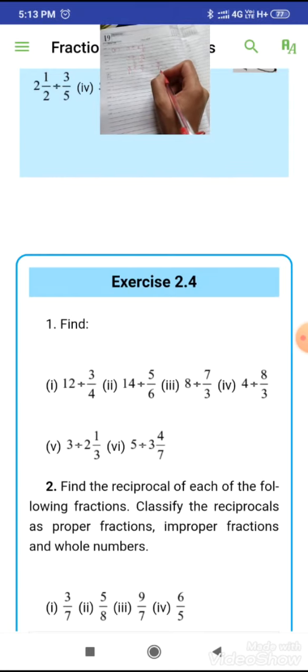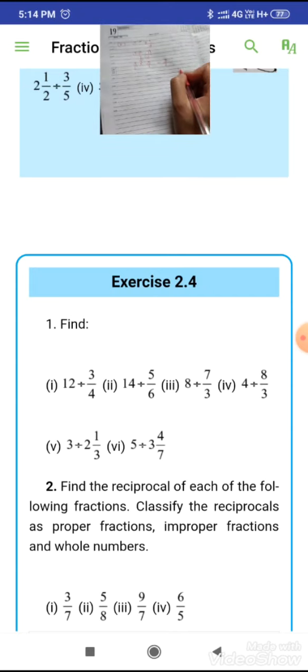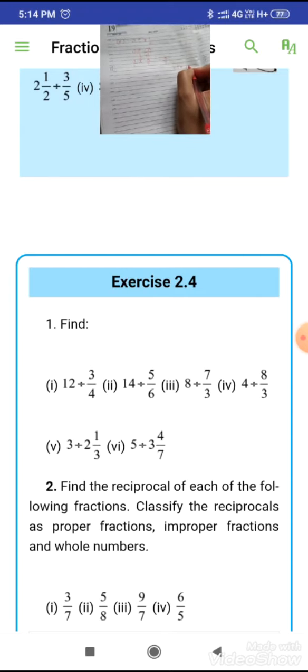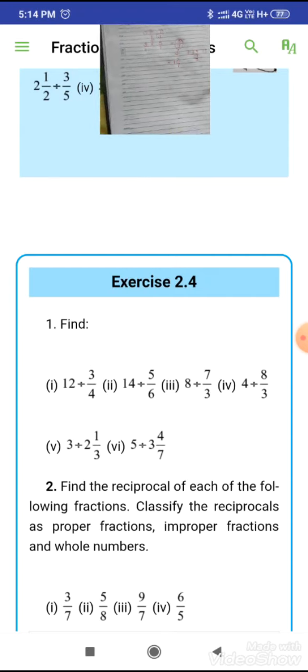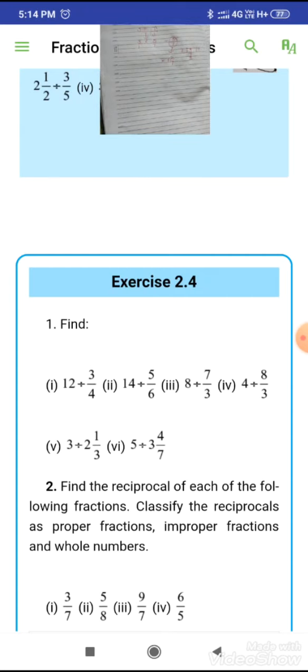an improper fraction, and we can convert this improper fraction into mixed fraction. For this, divide 9 by 7. 7 1s are 7 and 2 is the remainder. So we can write this improper fraction as 1 whole 2 upon 7. Now you can solve sixth part of the question by yourself.